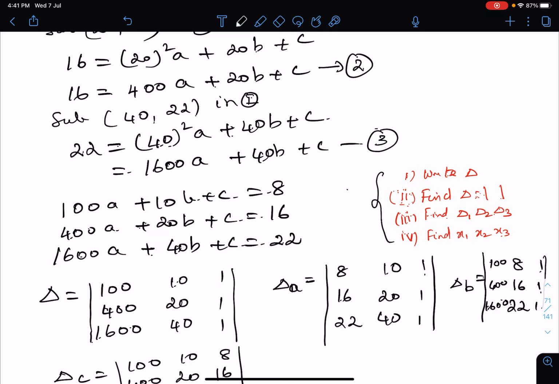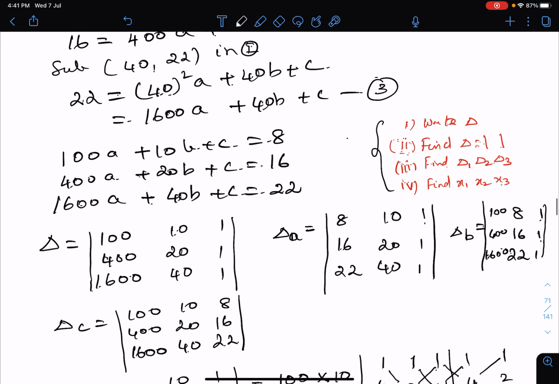First you are going to write del, that is the determinant of the coefficients of the unknowns, and then del A, del B and del C. You name the del according to the unknowns you have. If it is x, y, z, you take del x, del y, del z. If it is x1, x2, x3, you take del x1, del x2 and del x3. Here it is A, B, C, so del A, del B and del C.